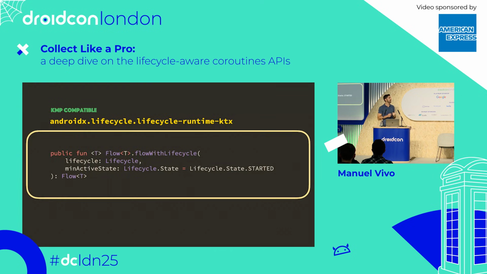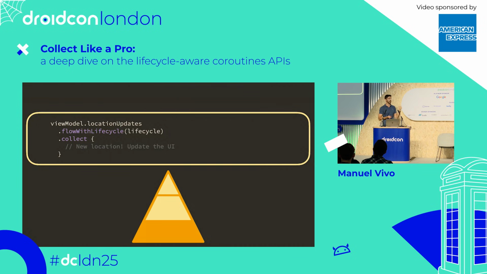The flowWithLifecycle API is a flow operator, so it's an extension function on a Flow, and it's going to return a generic Flow. We are going to pass in the lifecycle and then a minActiveState, and it's going to behave in a very similar way. flowWithLifecycle subscribes to or collects from the upstream flow when the lifecycle is at least in that particular state, and it's going to stop the collection of the upstream flow whenever it falls below that state. Similarly, it's going to take the started state as a default parameter value.